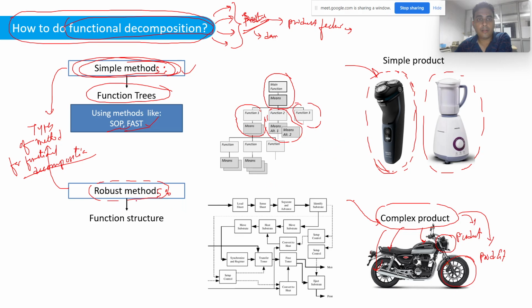And in robust methods, we go for something like a structure. It's not a hierarchical model. It is much more complex, which we call a function structure. But in this particular class, I'll be covering these two topics.